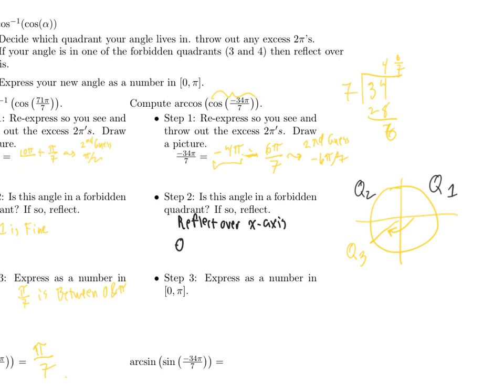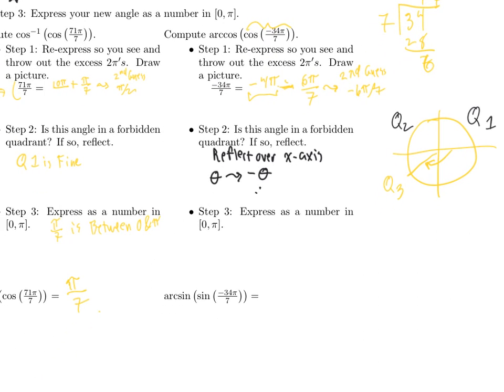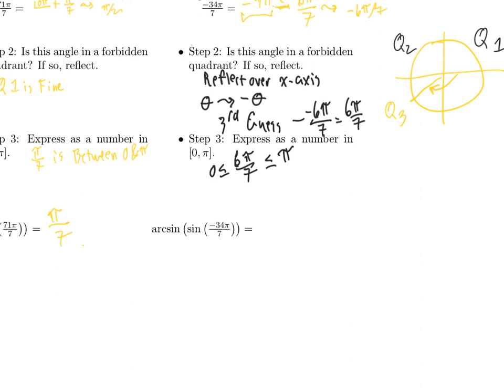So that corresponds to replacing the angle theta with negative theta. So the next guess, I guess this is the third guess, will be negative negative 6 pi over 7, also known as just 6 pi over 7. And now you ask yourself, is 6 pi over 7 between 0 and pi? It is, right? It's bigger than 0 and it's less than 7 pi over 7. So the inverse cosine of the cosine of negative 34 pi over 7 is 6 pi over 7.